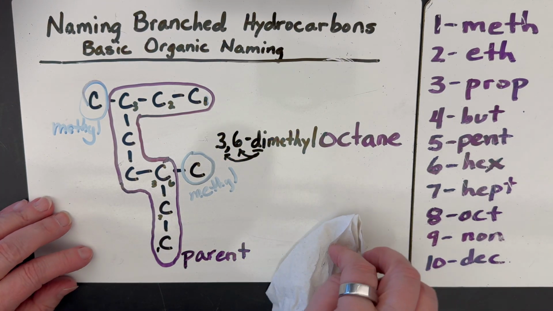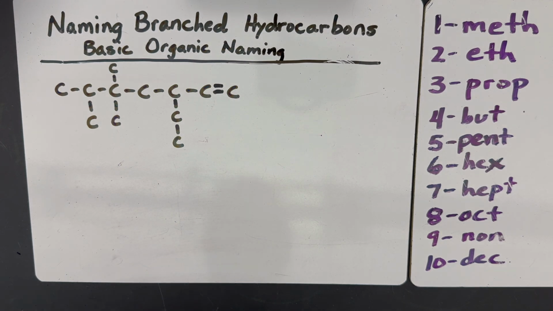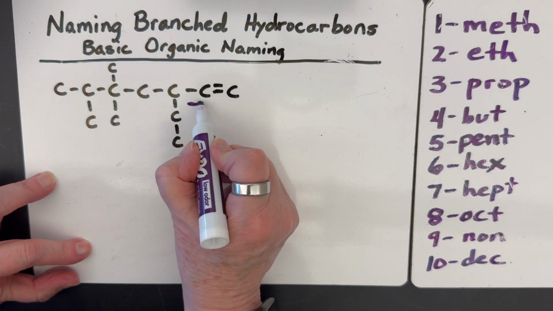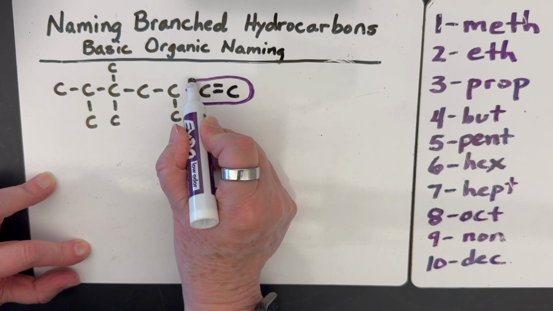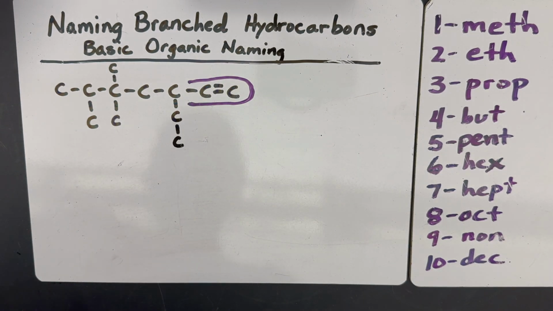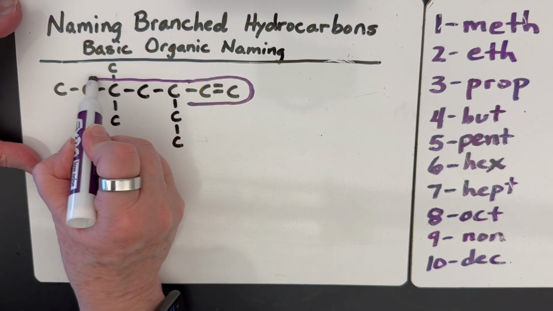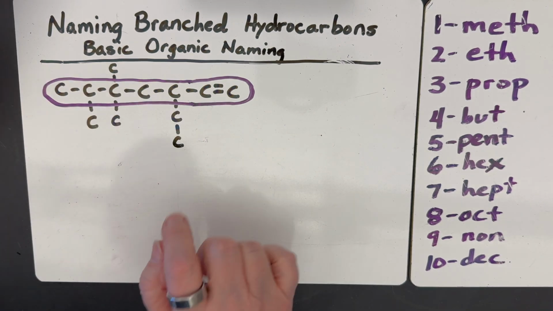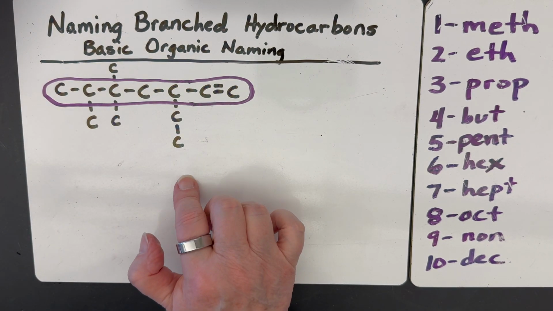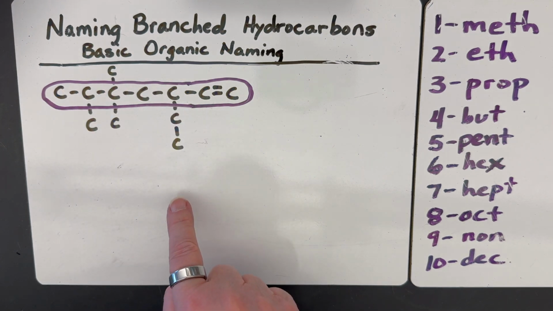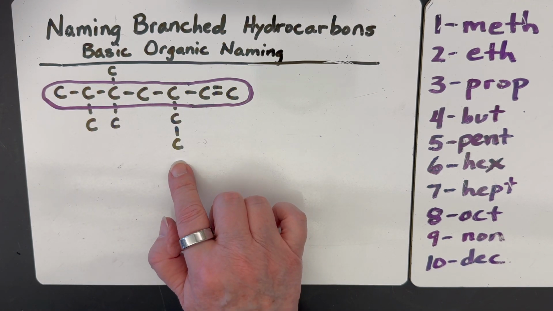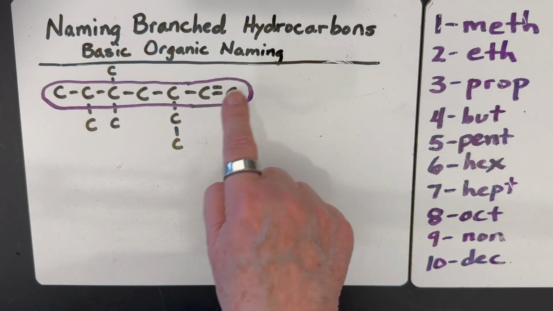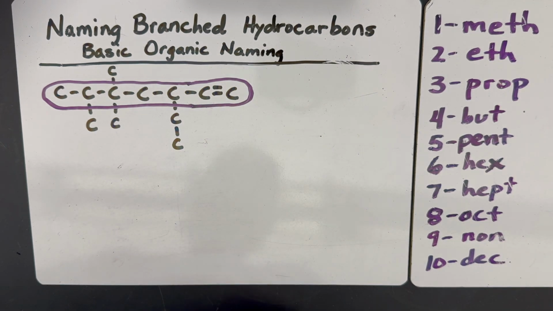Let's try another. This one has a double bond in it. The double bond has to be in the parent chain. So this part has to be in the parent chain, even if it makes it shorter. So here's our parent chain. Even if we had another carbon down here, so it would have been longer to go this way, we wouldn't have. We would have gone this way because of that double bond.